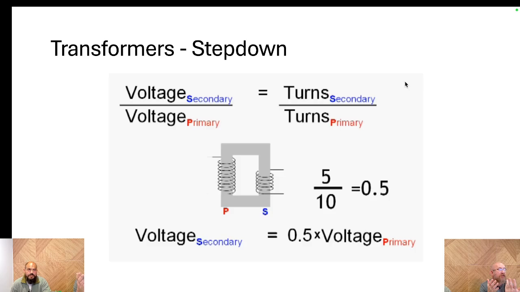And then conversely, if we swap that around, and notice this is still the same transformer, it's just switching which one is which. On our primary coil, that's the one you energize, the primary coil has 10 and the secondary coil has 5. Then we get 0.5, so we get half the voltage. If we put 120 into this primary coil, we're going to get 60.